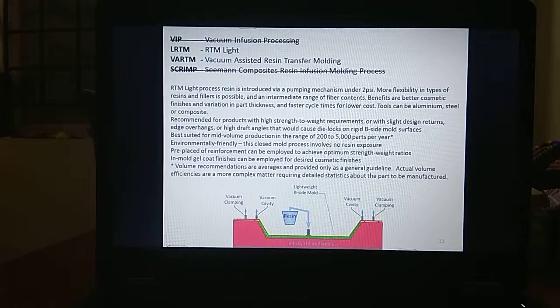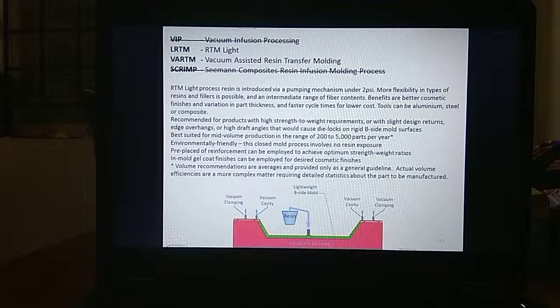More flexibility in terms of resin and fillers is possible, and an intermediate range of fiber content. Benefits are a better cosmetic finish, variation in the part thickness, and faster cycle time for a low cost tool, and the tool can also be of aluminum, steel or composite.